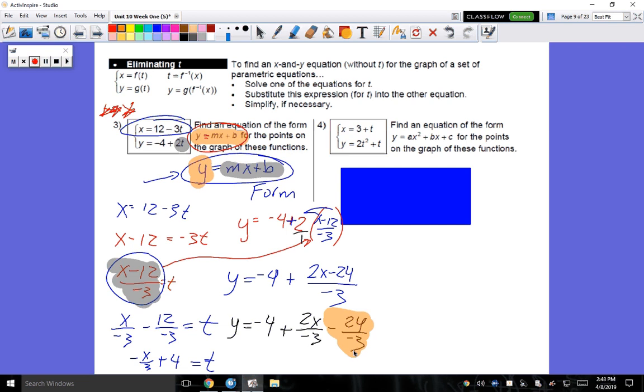Positive 8, right? Because I'm subtracting this negative 24 over 3. So these two negatives will become a positive, so this is really adding. I have this minus 4, so that at the very end, my equation will become y equals negative 2/3 x, negative 4 plus 8 is plus 4. Any questions from the way that I got that?